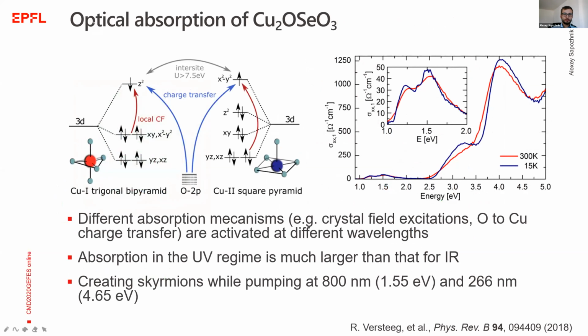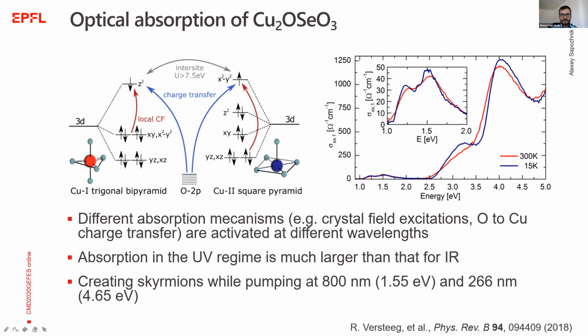The optical absorption in copper selenide at low photon energies is governed by electron transitions between the crystal field split 3d copper levels, and these transitions have energies close to 1.5 electron volts. If photons with a higher energy are used, larger than 2.5 eV, which is the bandgap of the material, then charge transfer from oxygen to copper is activated.